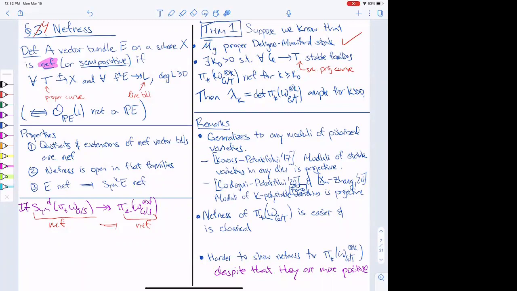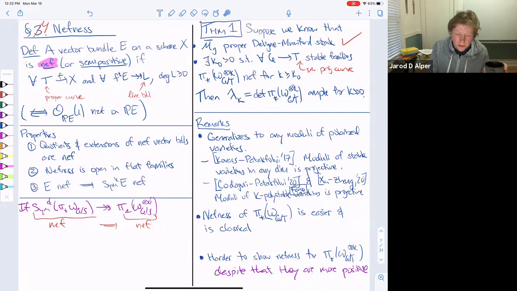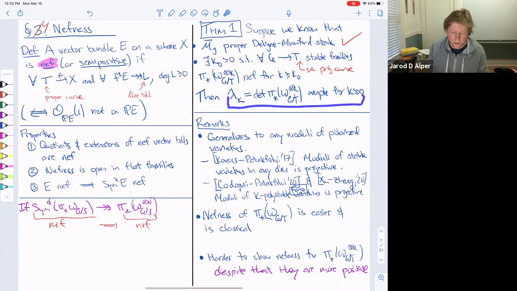I think the point is that you need to know that there exists some constant such that for k bigger than that constant, you get nefness for all families of stable curves. And then maybe you were asking about this conclusion here. I don't know whether you can get an explicit bound on that k, whether you can control the k you need in terms of some function of k naught. That's a good question. I don't know. Yeah, that was it. Thanks.